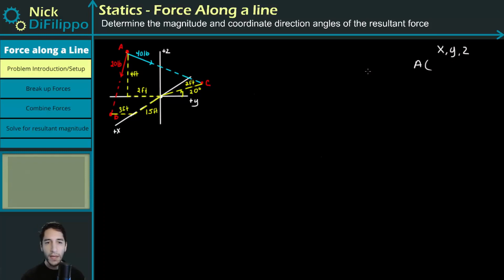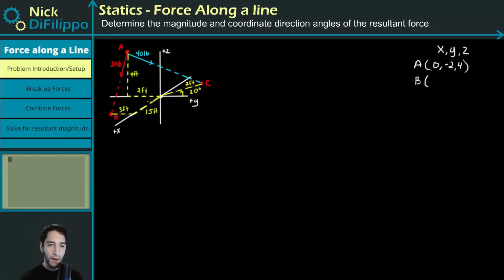If I look at point A, I'm not going anywhere in the X direction, so X is going to be 0. I'm going 2 feet in the Y direction. Now, positive Y is to the right, and I need to go to the left, so this is going to be a -2. Then I have to go up 4 in the positive Z direction. So point A is located at 0, -2, 4.